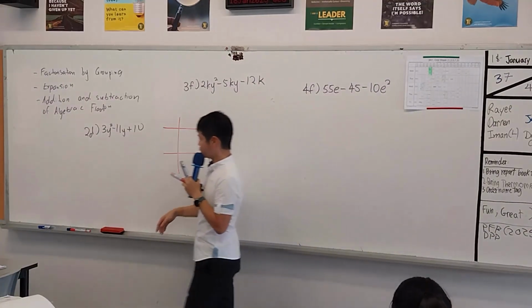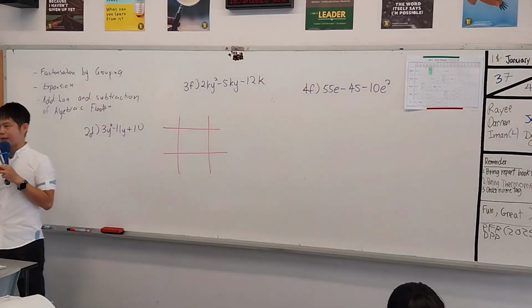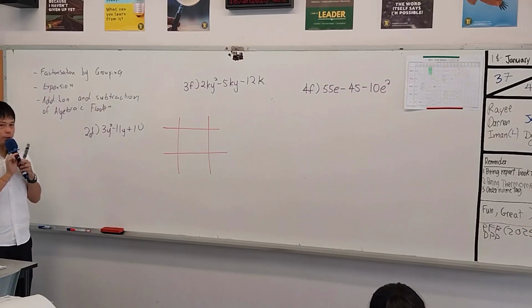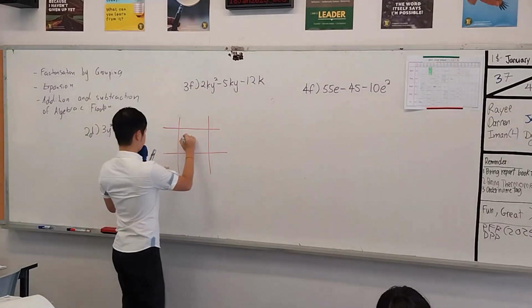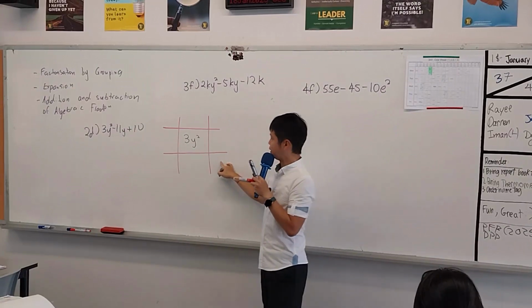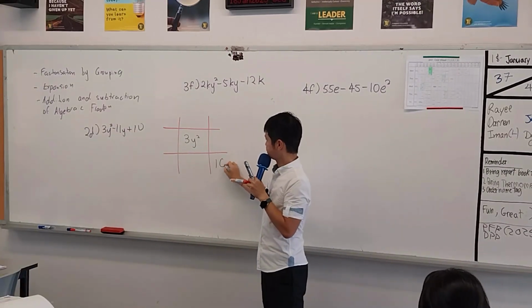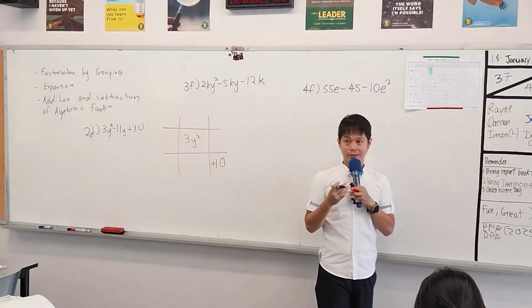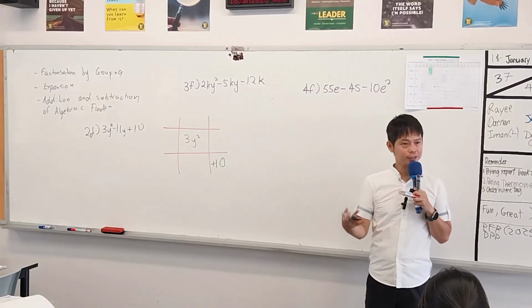We are supposed to use it as the idea of an area. Since we have 3y squared, let this space here be 3y squared. And then we will do the one that is a number. It's a plus 10, you must put the plus.